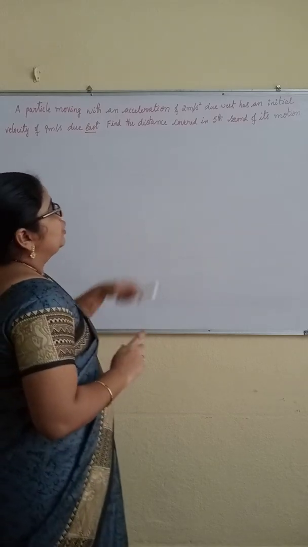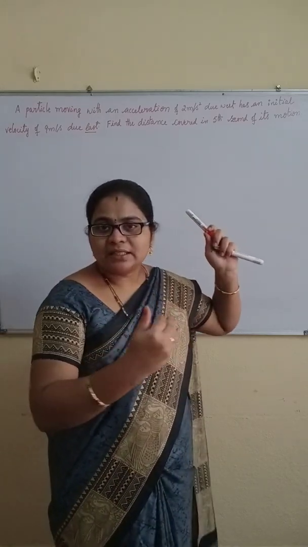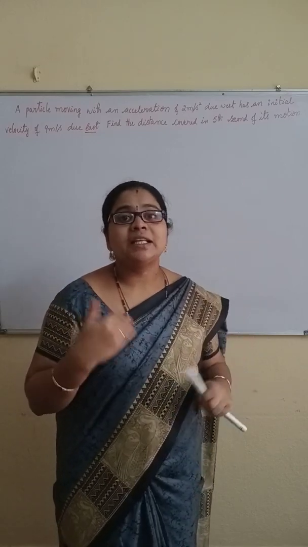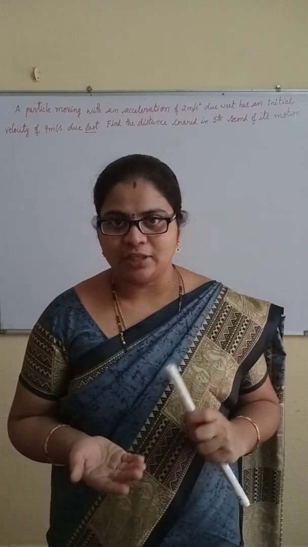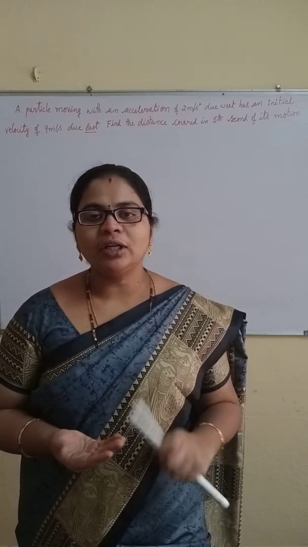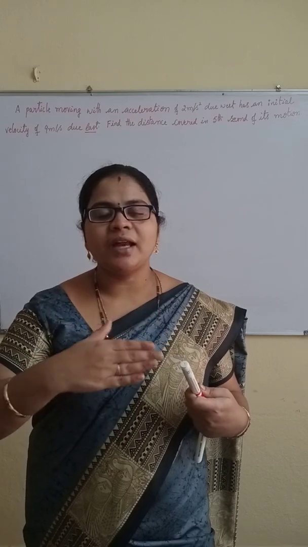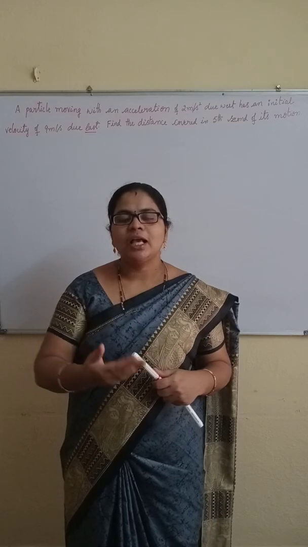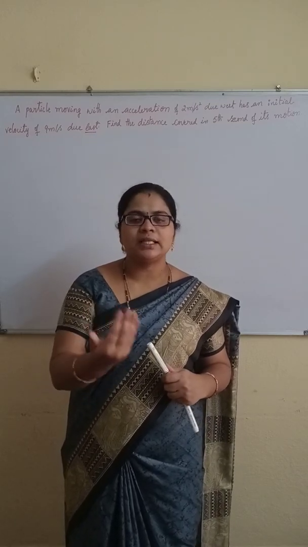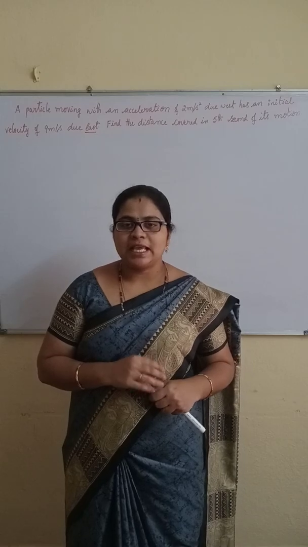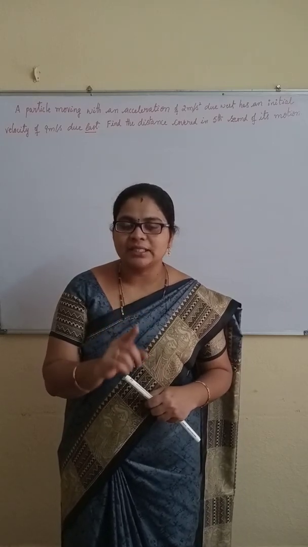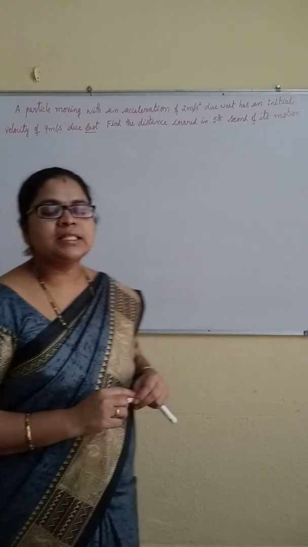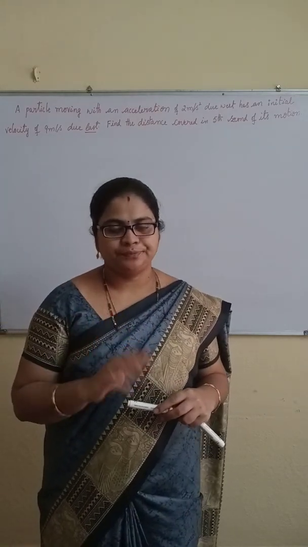Here speed is gradually decreasing. So we should call acceleration as deceleration or retardation. Have you remembered this? Deceleration or retardation means the speed is gradually decreasing. So instead of acceleration we will call it retardation or deceleration. So for this case the A value will be negative. Now we have to find out the distance covered in the 5th second of its motion.